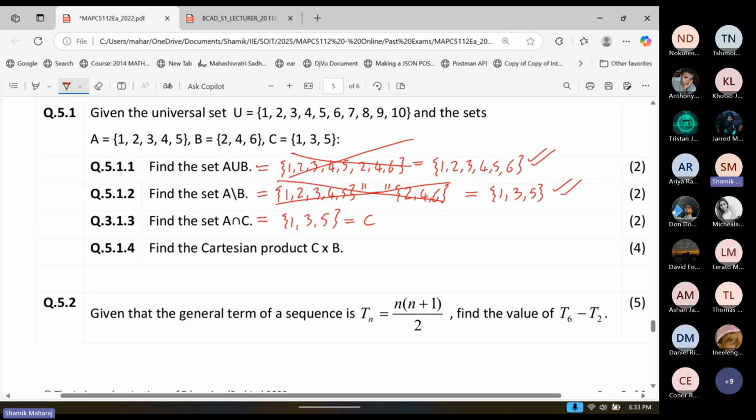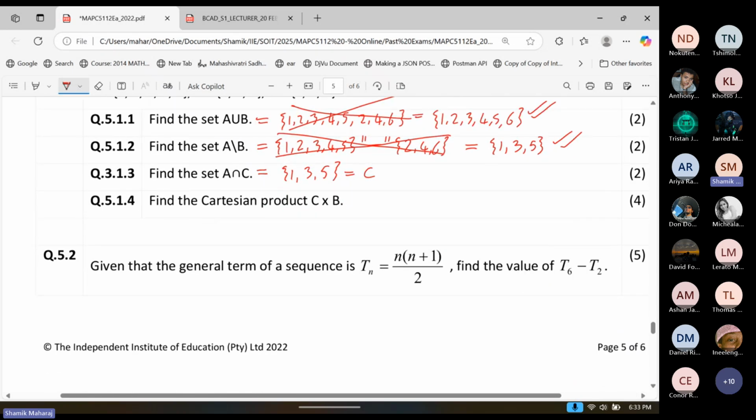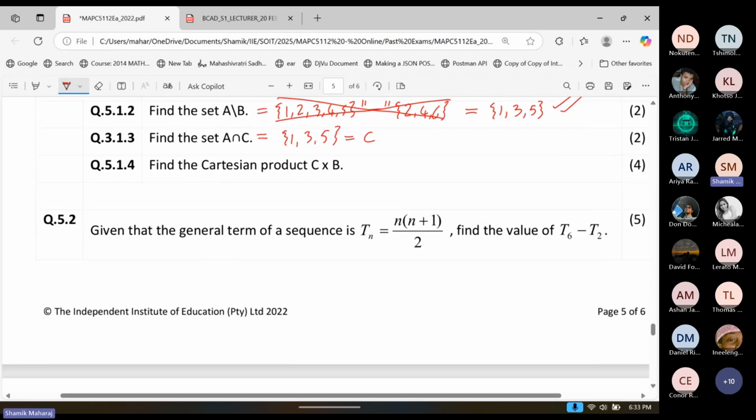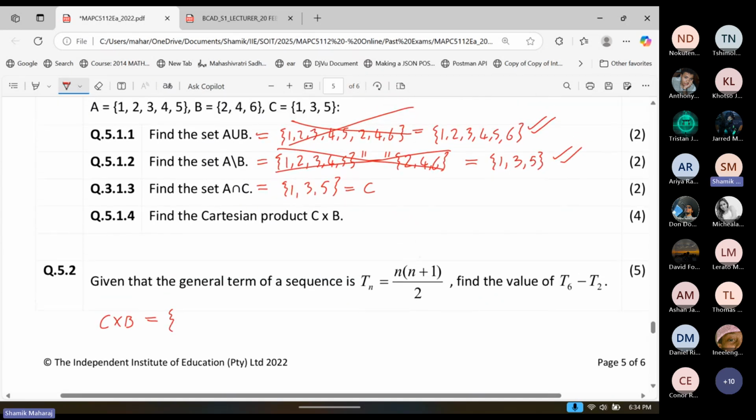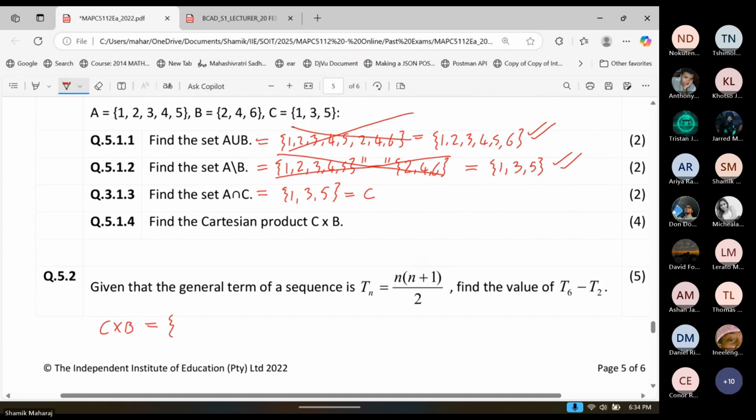Okay, Cartesian product between C and B. The Cartesian product is just a bit of a headache thing where you need to be a bit careful. We have space to do this here. Let me do it at the bottom. C cross B is going to be some big set where we take elements from C first. The first thing I see in C is 1. The first thing I see in B is 2. So we start like that.